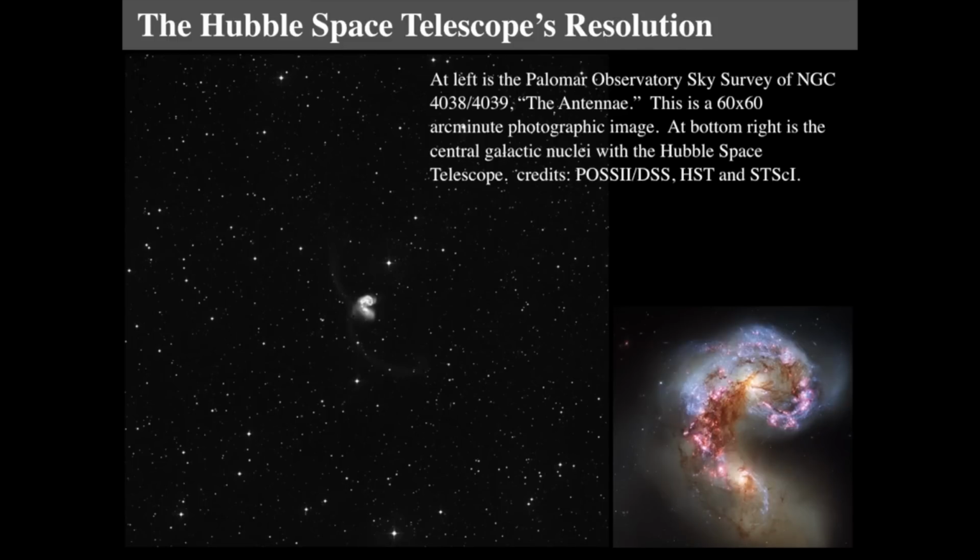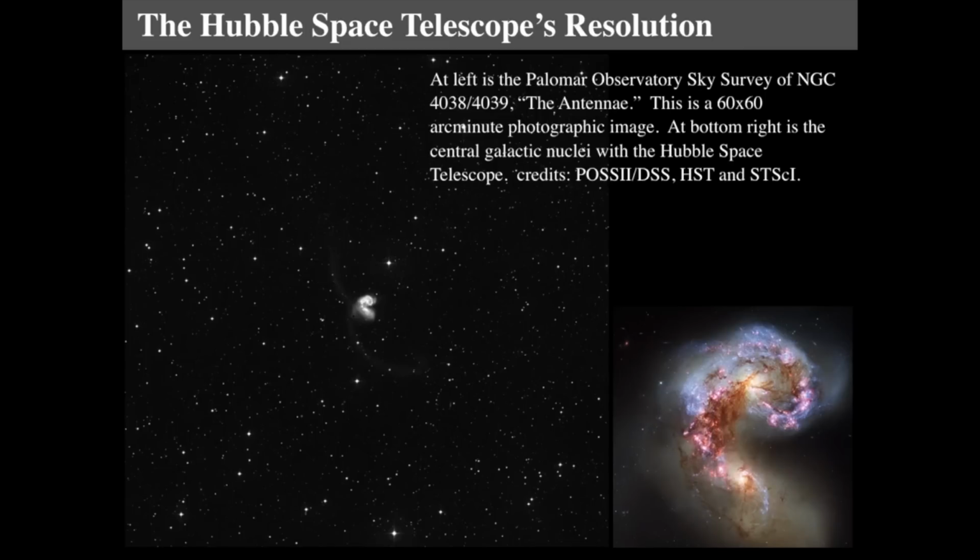So on the left-hand side of this image is from the Palomar Sky Survey. The Palomar Sky Survey was done in the early part of the 20th century, as in the 40s and 50s, and the goal of this was to take a photographic survey of the sky. And the image on the left is about a 1 degree by 1 degree image in the red. I believe this is a red image of specifically NGC 4038/4039, a pair of interacting galaxies called the Antennae.